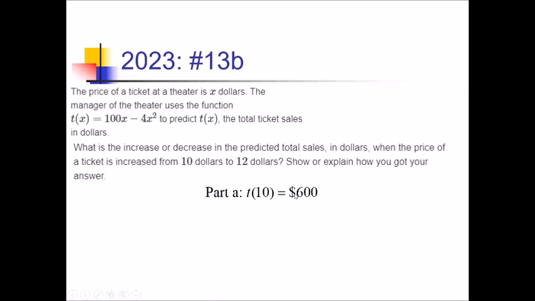So our strategy on this one is we're going to figure out the sales from $12 tickets and then compare that to the $600 that $10 tickets gave us. So for 12, we're going to plug that into our t function. So that's going to be 100 times 12 minus 4 times 12 squared. And again, no calculator, so we do this out by hand. 12 squared is 144. And then the multiplication comes next. 100 times 12 is 1,200.